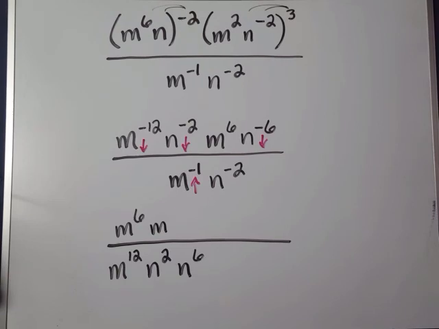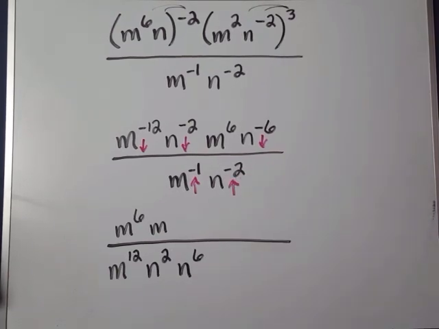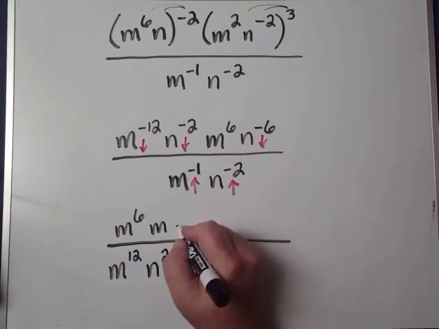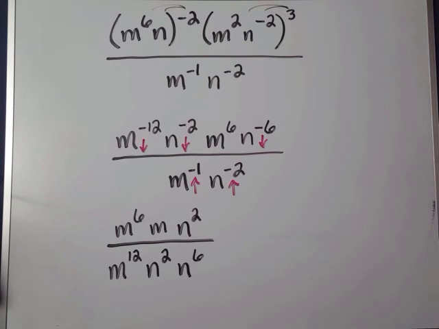We don't write a power of positive 1. And my n to the negative 2, take him across. He becomes n to the positive 2. Now we have all positive exponents. Nice.